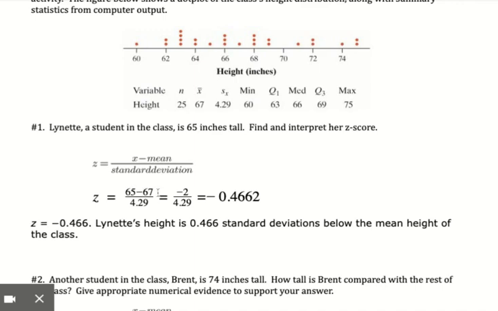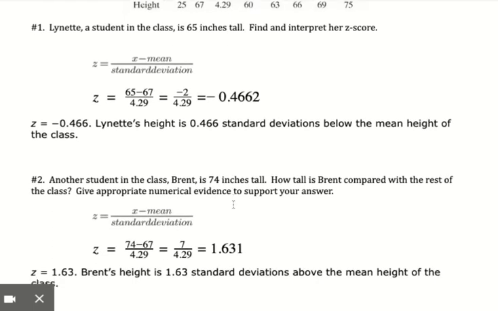So her 65 minus 67, which again is right here, that's your mean average, over 4.29, which is the sample standard deviation. I get -2 on the top, just simple mathematics, and I get -0.4662. What does this mean? So Z equals -0.466. Lynette's height is 0.466 standard deviations below the mean height of the class, which makes sense. She is shorter than the average in this class, but she's not a full 4.2 inches less. She's only a little bit, maybe close to half of that.